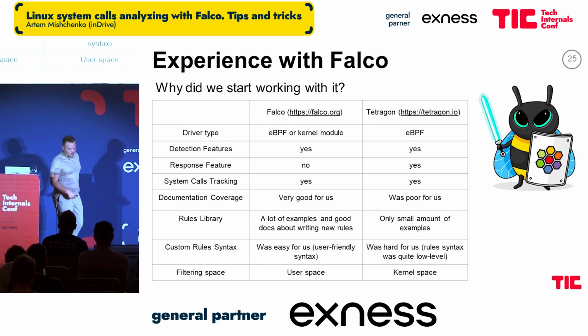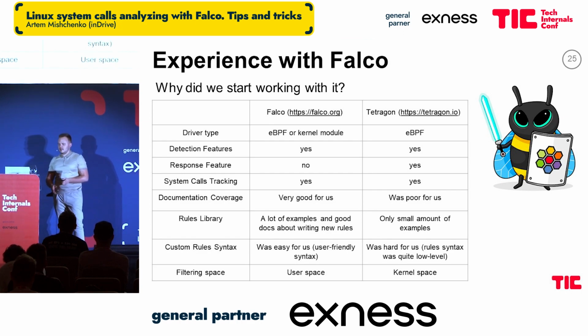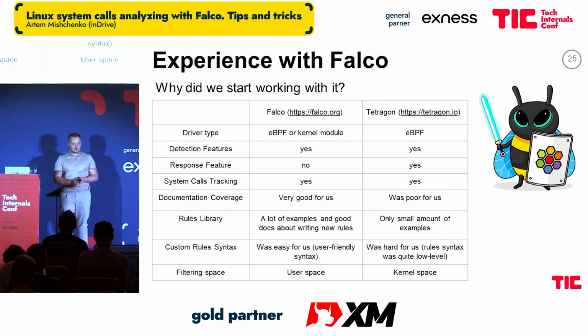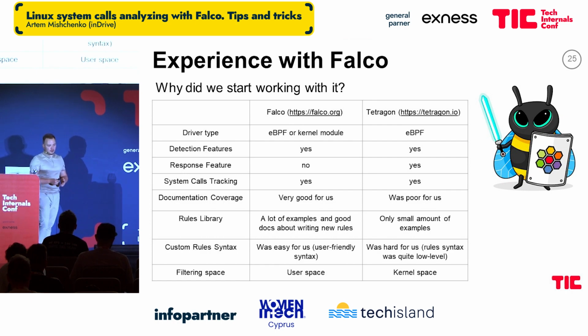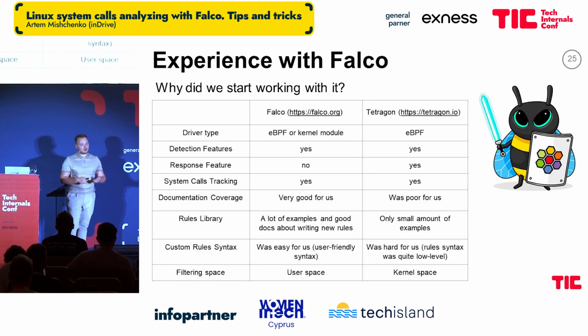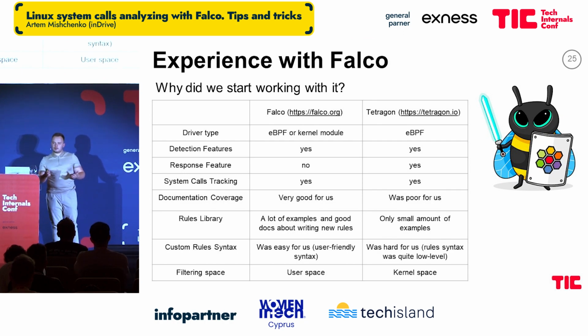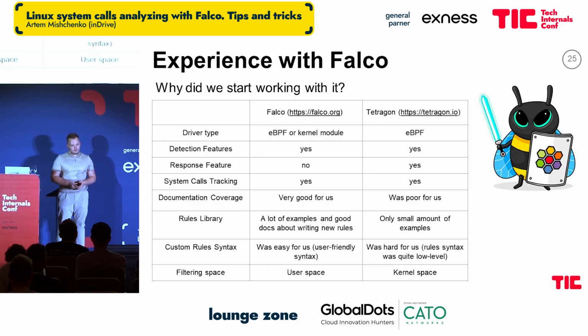When we started our project, there were two main candidates for this. It was Falco and it was Tetragon. You can see some differences here. The core feature of Tetragon is that it has an ability to make prevention or to respond, but Falco is just an observability or security monitoring tool. It can just track, but not prevent. It cannot drop syscalls itself.